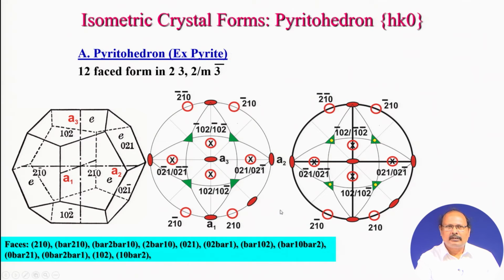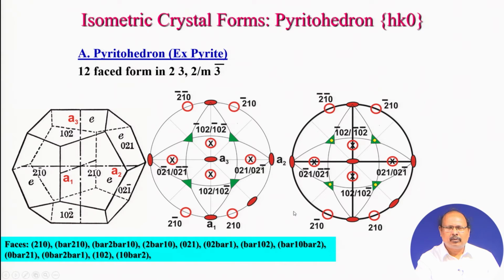So, therefore, pyritohedron, which is an hk0 general form symbol, is present in isometric crystals belonging to 2 3 and 2 over m bar 3 point groups of symmetry. And these are the 12 crystal faces that have been written here. I am not repeating them here, which I have also shown in these stereographic projections in these 2 diagrams of 2 3 and 2 over m bar 3.